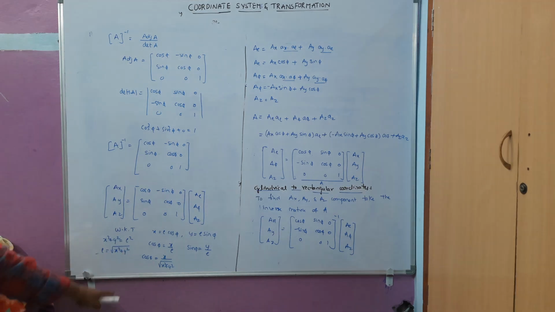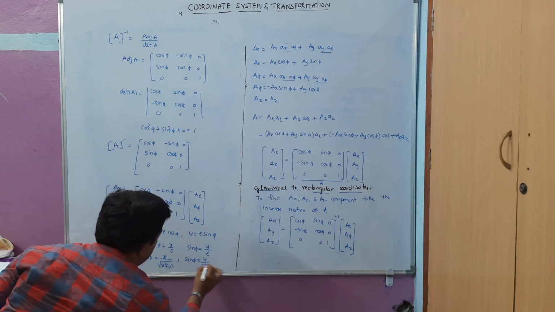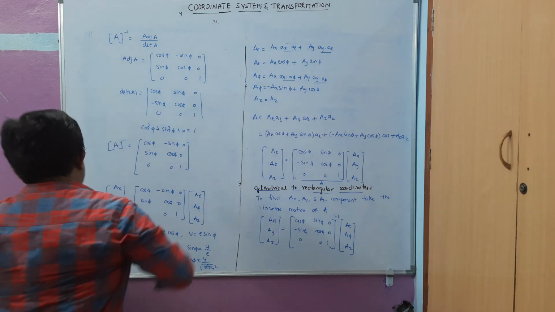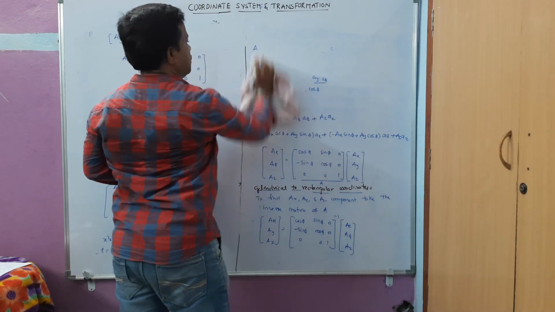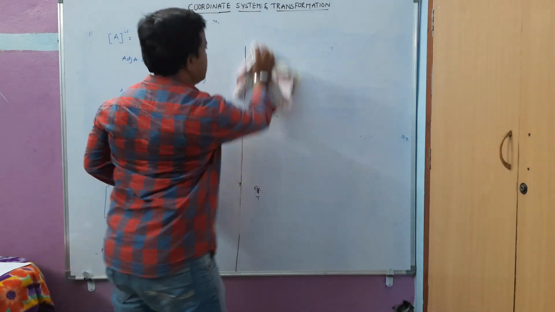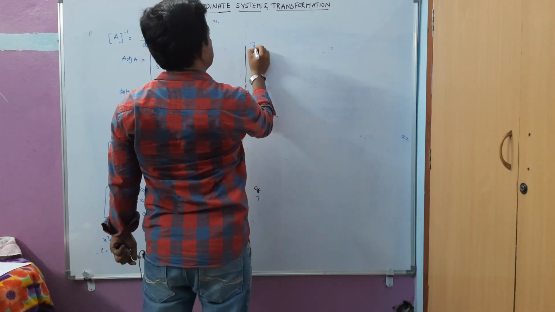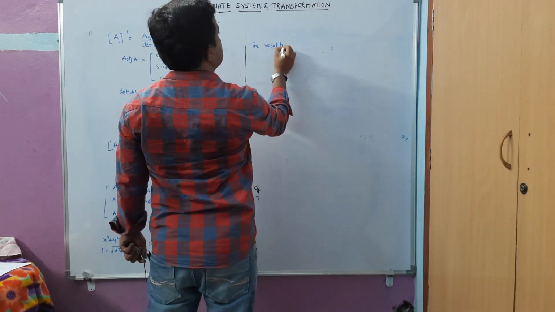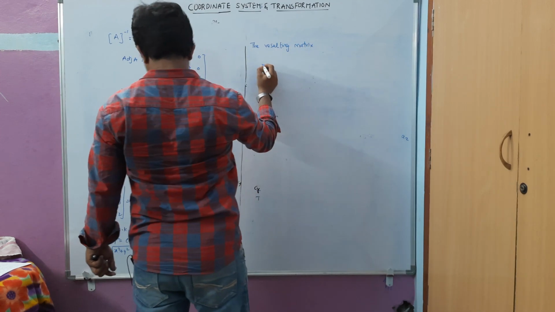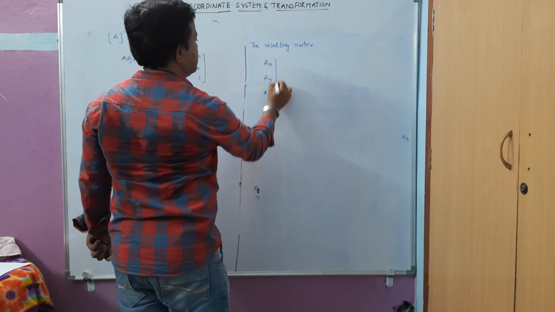So I am going to substitute that value here. Next, sin phi is equal to y by square root of x square plus y square. Now substitute all those values and let us see what result we will get here. I get the resulting matrix, and I can write it like this, in terms of Ax, Ay, Az.